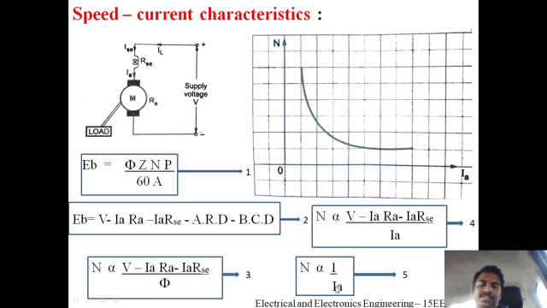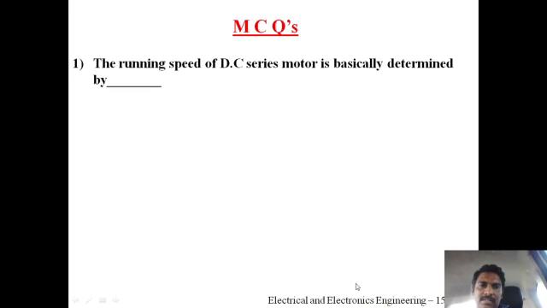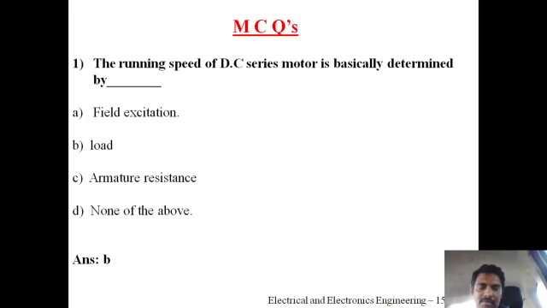How does Ia vary? When the load is varied, Ia gets varied. Therefore, the answer for the first MCQ is load, option B. Because as the load on the motor varies, automatically the speed of the motor gets varied.